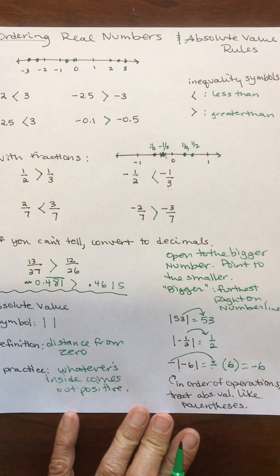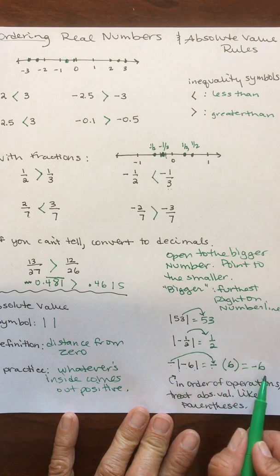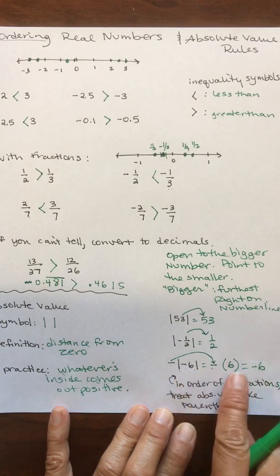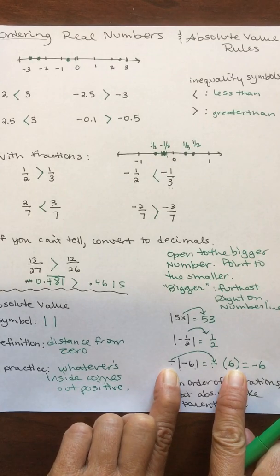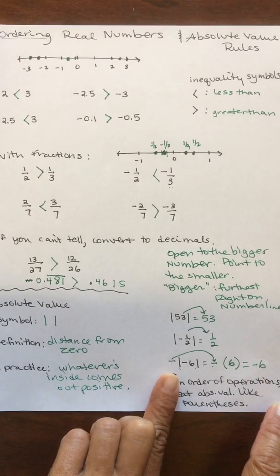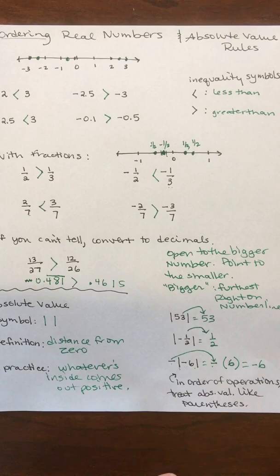So even though I know you're saying, Angela, you just said absolute values always spit out positives. Well, the absolute values did, but then there was this extra minus sign here that came on at the end. Okay, hope that helps.